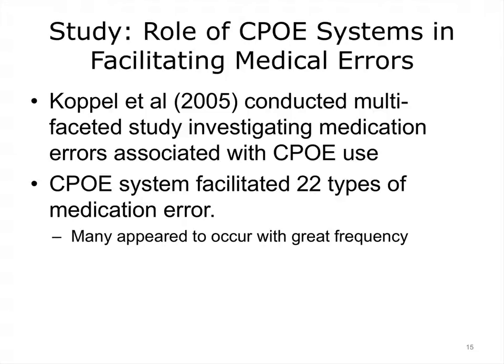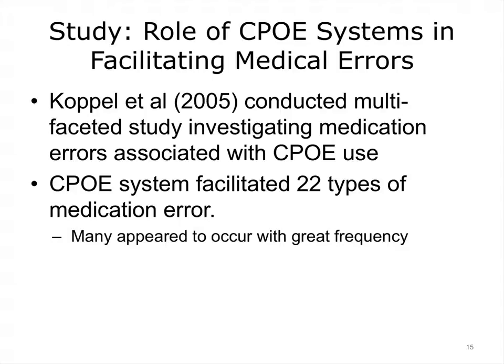The study by Horsky and colleagues identified some problems associated with decision support and CPOE workflow. In 2005, Koppel and colleagues published a very influential study examining the ways in which a CPOE system facilitated medical errors. The study, which was published in JAMA, Journal of the American Medical Association, used a series of methods, including interviews with clinicians, observations, and a survey to document the range of errors. According to the authors, the system facilitated 22 types of medication error, and many of them occurred with some frequency.